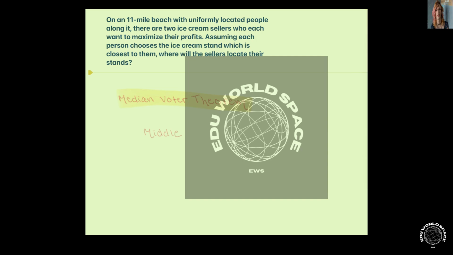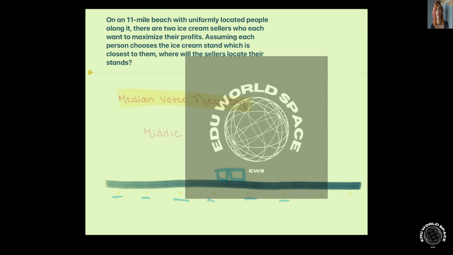And if we wanted to draw a little picture to give ourselves a better idea, suppose here's our 11-mile beach, and somewhere along it we have all of our customers, supposing people are all equally dispersed, we were told. Well, if these sellers want to maximize their profits, what they're going to do is place their stands right in here, right? We're going to have two sellers right in the middle, because what this allows them to do is get each one of the sellers on either side of them.